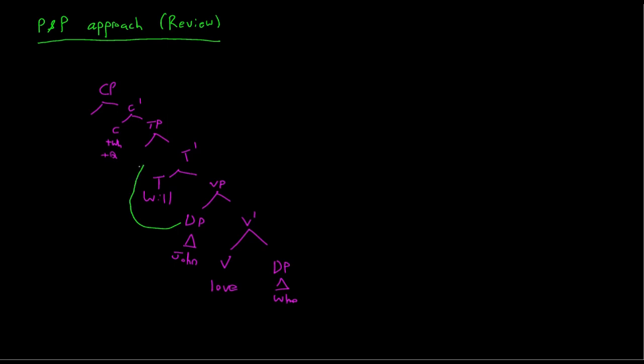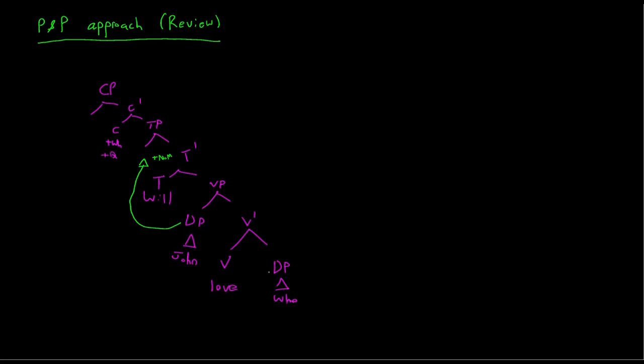And the reason this happens is so the determiner phrase John is able to receive nominative case, right? Recall that finite T assigns nominative case to its specifier in English. So the DP John moves to the specifier of TP in order to check case.